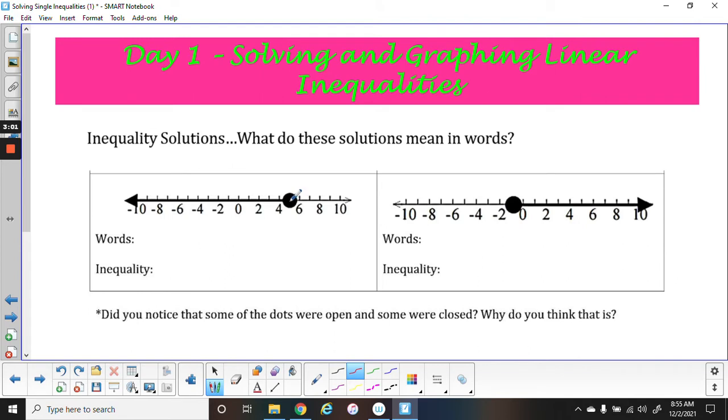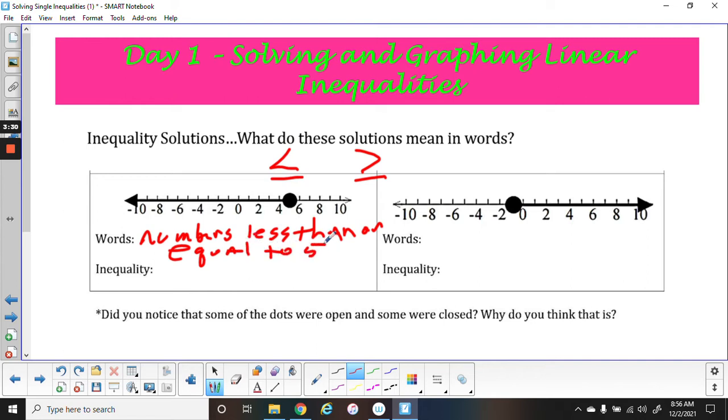Here, now this one, these have the dots colored in. They have a solid dot. So that's going to mean less than or equal to or greater than or equal to. So this one we want numbers less than 5, but since it's colored in, we can also use 5. So we would go numbers less than or equal to 5. The inequality would be x is less than or equal to 5, and we'd have to use that bar underneath because it's a solid dot.